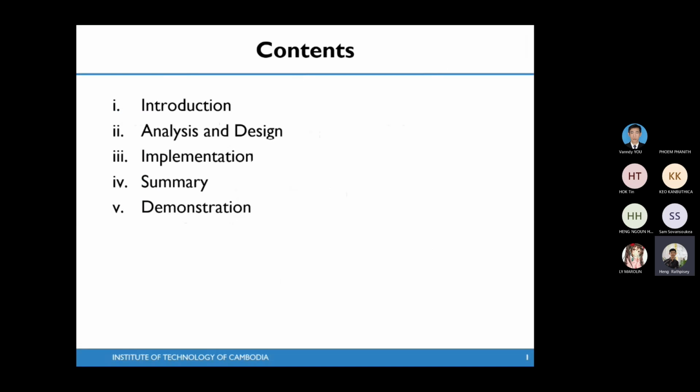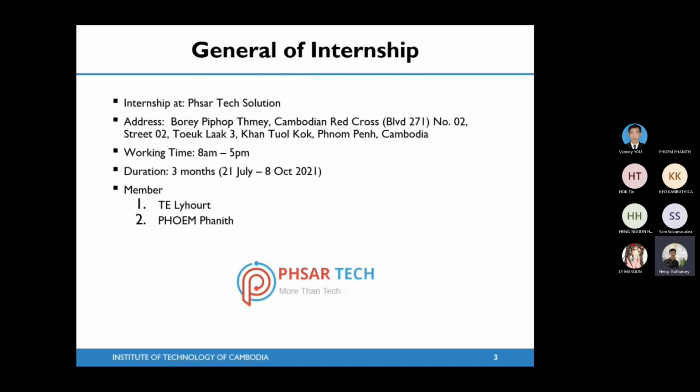Introduction. An internship website solution at the head office at Kantuk, Phnom Penh, Cambodia. My working time is from 8 a.m. to 5 p.m. The duration of my internship is 3 months, from 21 July to 8 October 2021. My team member in this project is Lihut, whose responsibility is front-end development.